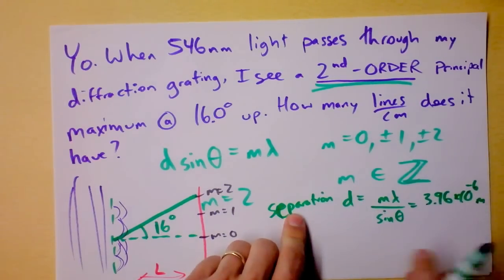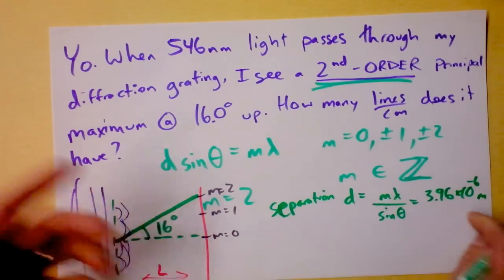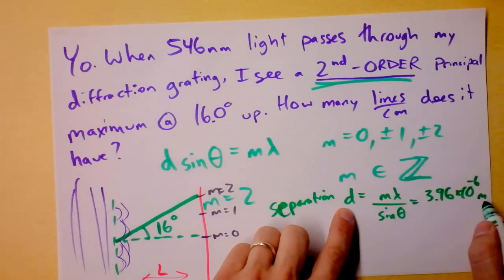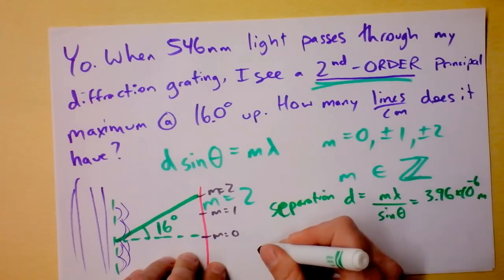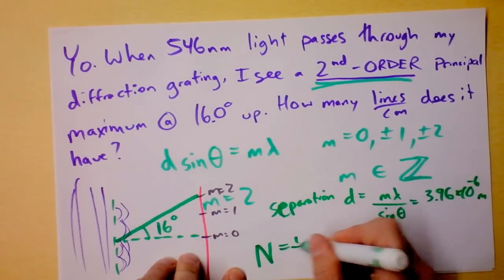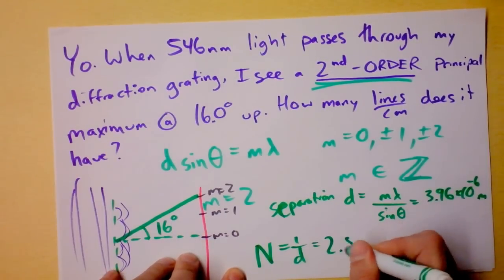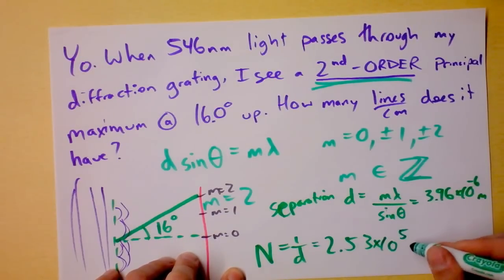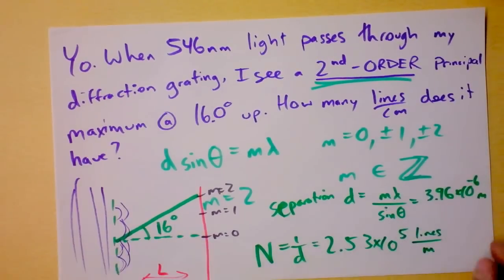So if I know the separation distance is that big, how many of those can I fit into, for instance, a meter? This is line separation, and I want lines per meter, so I better take the inverse. The number of lines per meter is 1 over the separation distance. I hope that's reasonable. That comes out to be 2.53 times 10 to the fifth lines per meter.